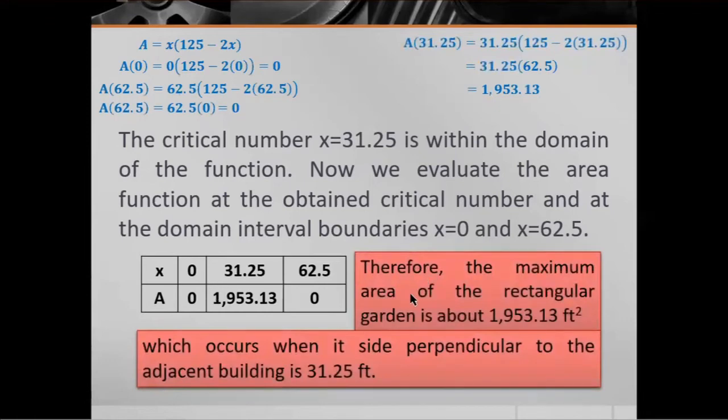Therefore, the maximum area of the rectangular garden is about 1,953.13 square feet, which occurs when its side perpendicular to the adjacent building is 31.25 feet. And that's it.